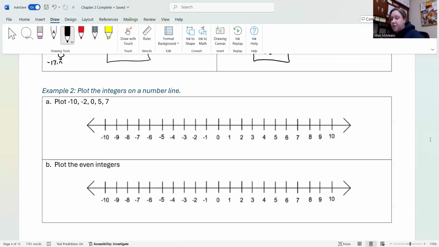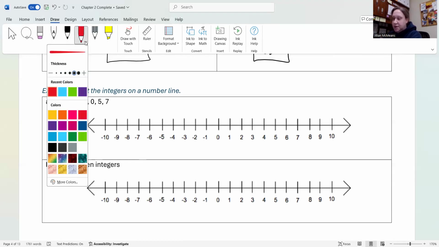So example 2 says plot the integers on the number line. For part A, we're given 5 very specific integers. We want to plot -10, -2, 0, 5, and 7. So let's start with 0, okay? And I think I'm going to plot these in red, and I'm going to make it a little bit thicker just so we can see what's happening.